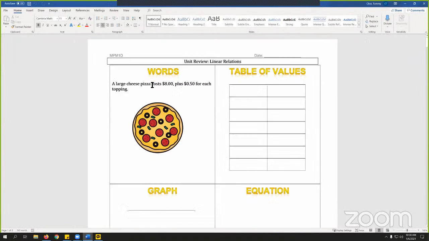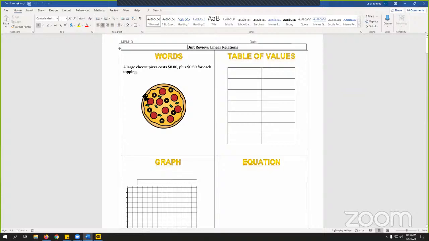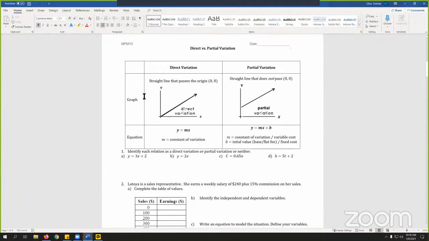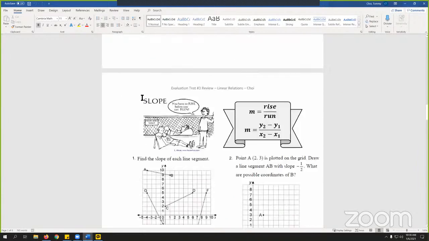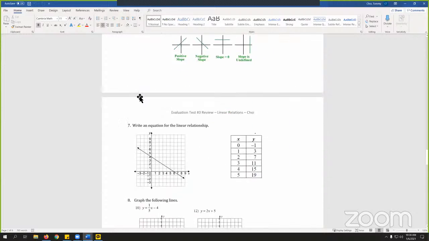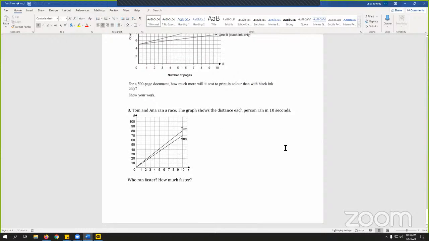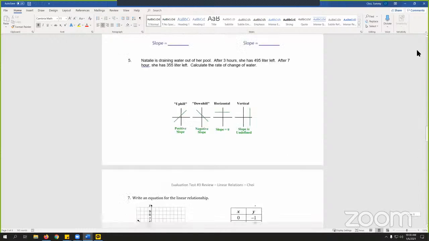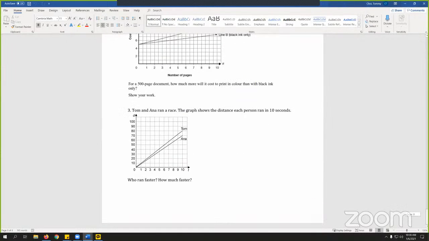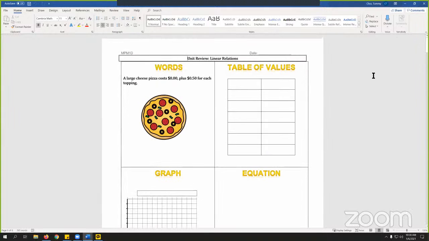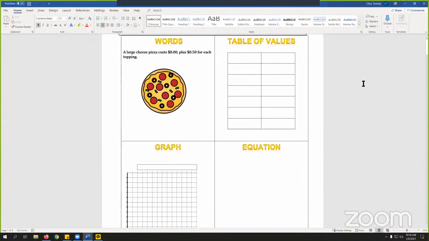So this is our unit review for linear relations. I'm actually not going to fill in most of these, but I'm just going to be talking about the concepts that are going to be on the test. So it's a lot. It's 8 pages because it goes through all of the concepts. We're not filling anything in.